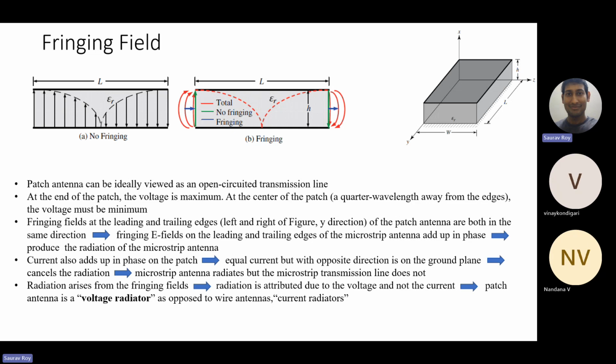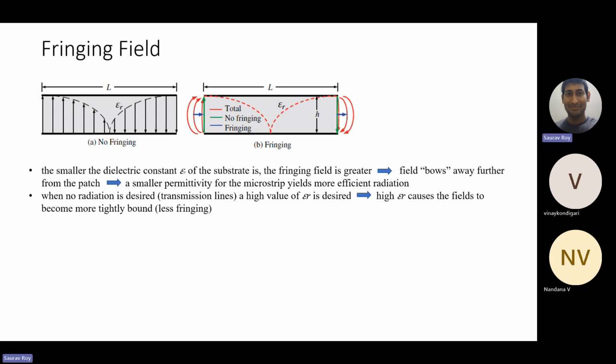Okay, so let's go to the next slide. If you look more into the fringing field, you see what happens. There are two main characteristics of a patch antenna which affect this fringing field. What are those? One is the height of the substrate, another is the permittivity of the substrate. Those are very vital.